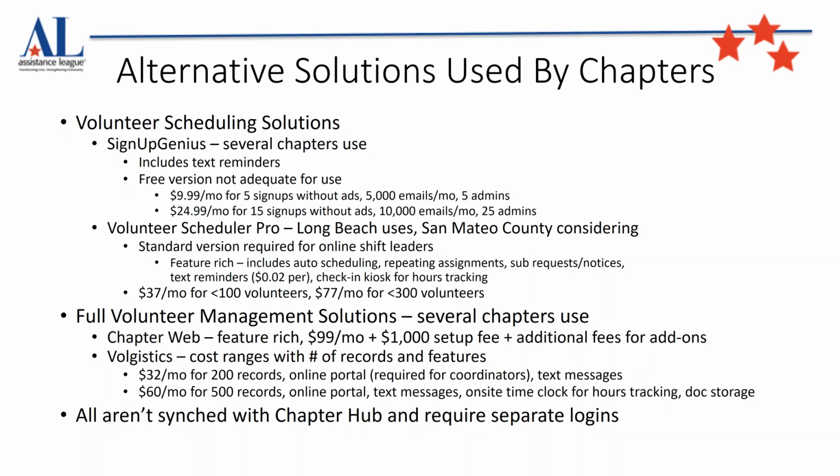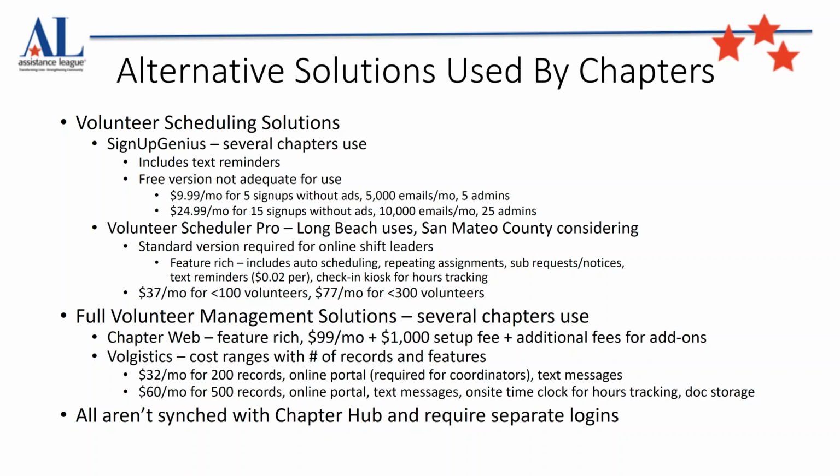Then there's the full volunteer management solutions that a lot of chapters use. Chapter Web is very feature-rich. It has solutions far beyond online signups, but it's quite pricey. It's $99 a month and has a $1,000 setup fee. And then they also charge for additional add-ons like payment processing.